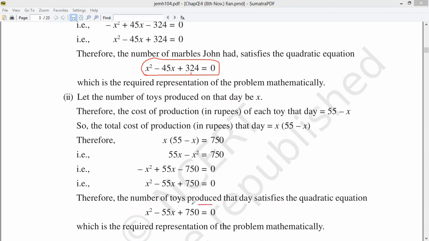And in the second part, the quadratic becomes x square minus 55x plus 750 is equal to 0. Here also I have to factorize 750 so that the factors, when added, give 55.